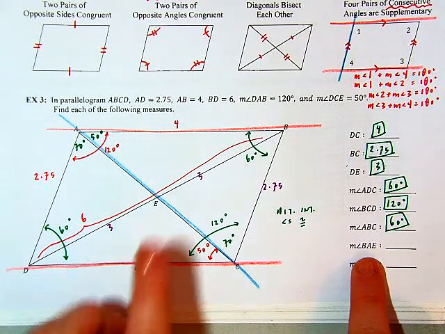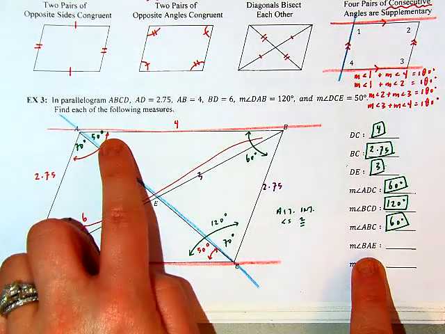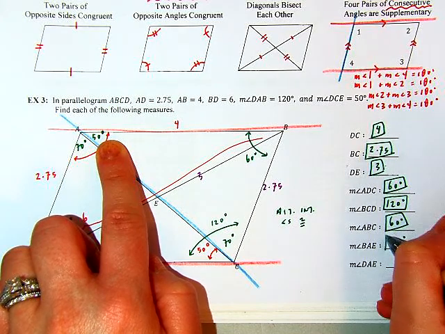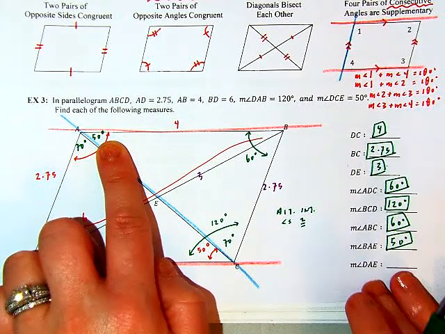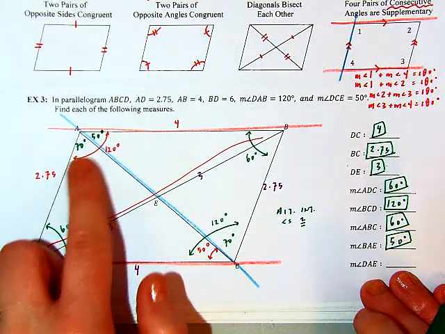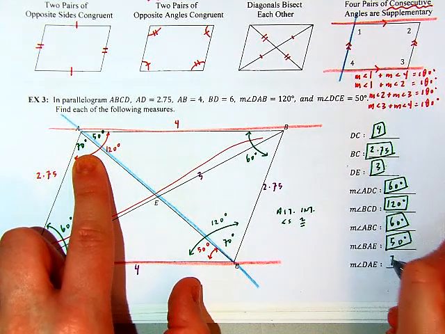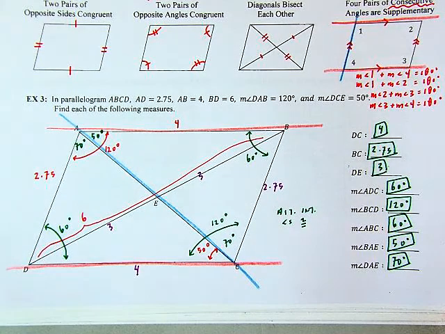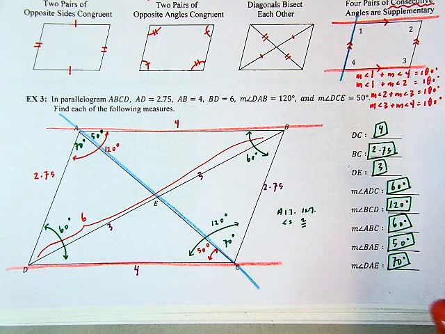BAE right there was 50. Again, we connected alternate interior angles. And then DAE right there is 70. All right, I love these types of problems. It's like a little mini puzzle, and I'm just connecting the dots. All right, let's look at the back.